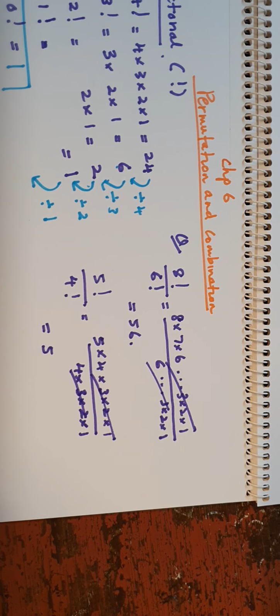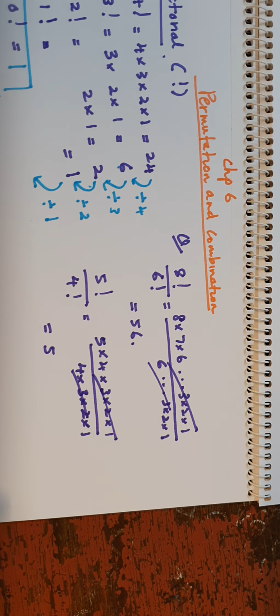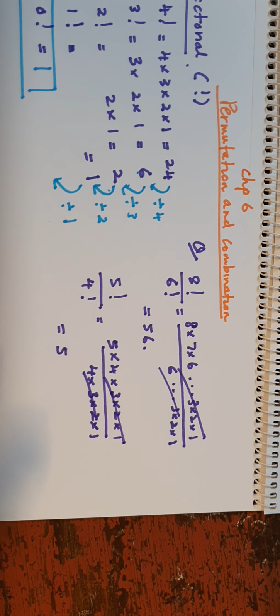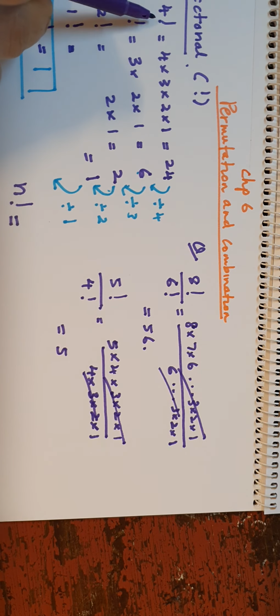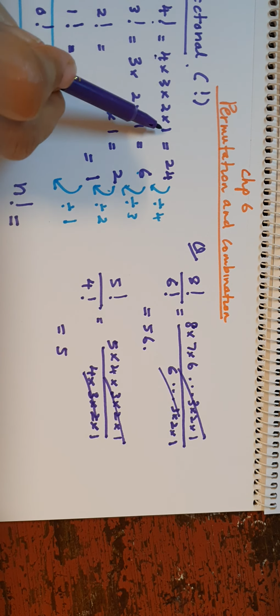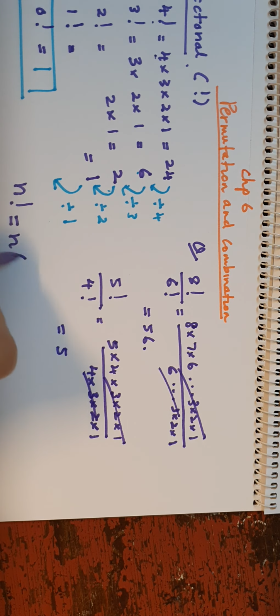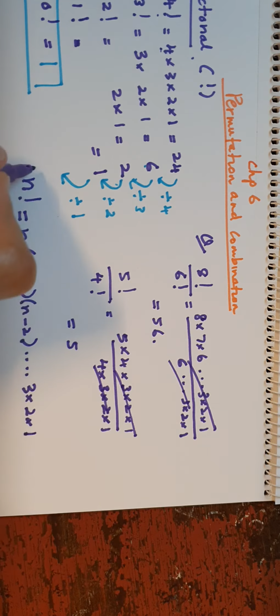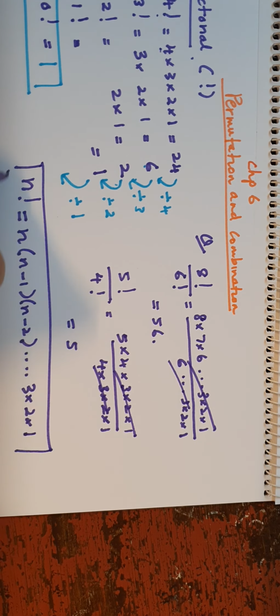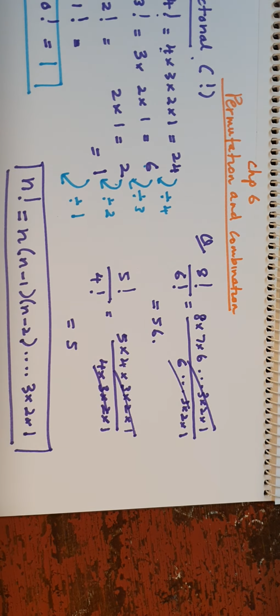Okay, looking at this, you can derive a formula. Your formula will be the formula for n factorial. So what is n factorial? If I say n factorial, look at this. 4 factorial starts with 4, then 3, then 2, then 1. So n factorial starts with n, then n minus 1, n minus 2, until 3 times 2 times 1. So this is how you apply your n factorial. Okay, is it okay? Let's go on to the next part.